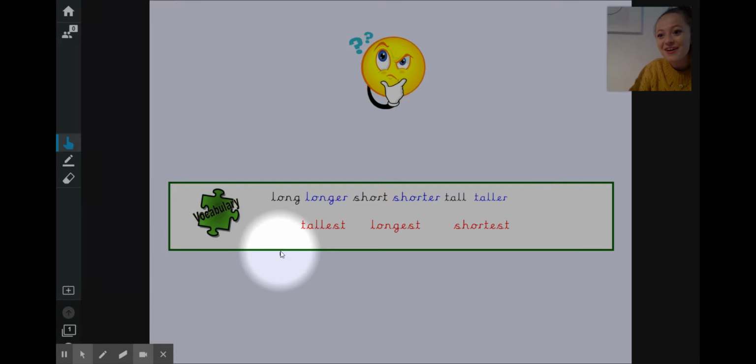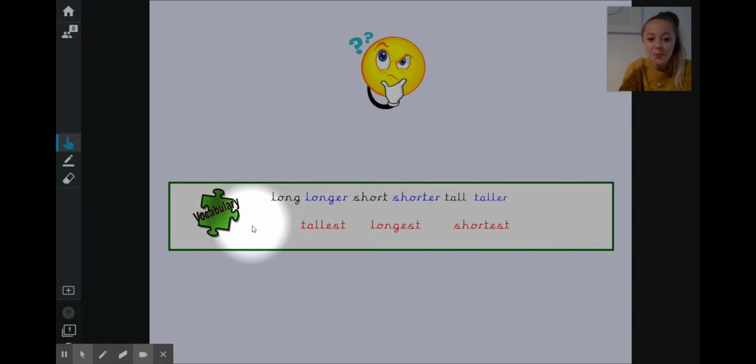Good morning, year one. So yesterday we were looking at comparing lengths and heights. Today we're going to start measuring lengths and heights using different things. Let's quickly remind ourselves of all of the different words from yesterday and then we will get started.